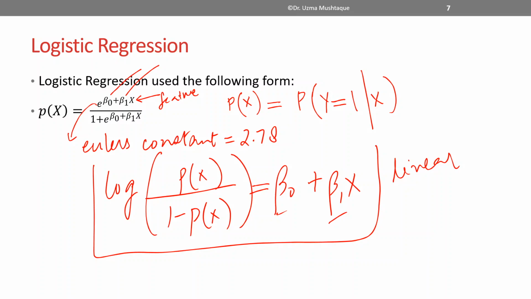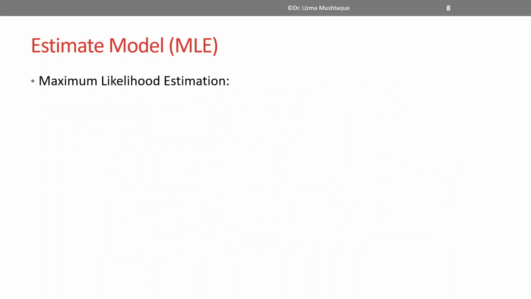Now the question arises, how do we estimate these values? How do we estimate these parameters? Because remember, in the linear model, we were using ordinary least squares. Essentially, we're getting the mean squared error and also using gradient descent. So there were various ways of getting these parameters. How do we do that in logistic regression?